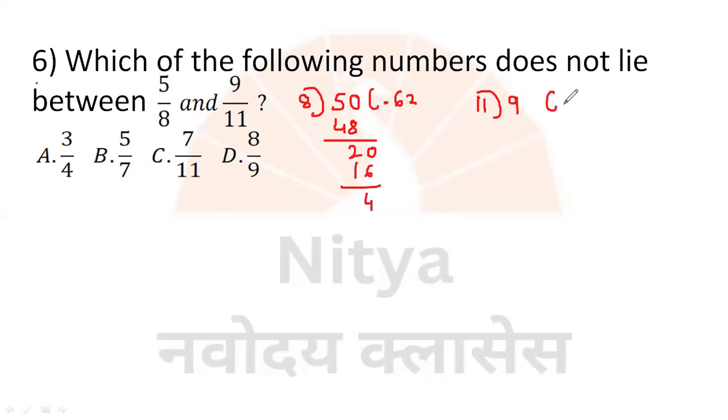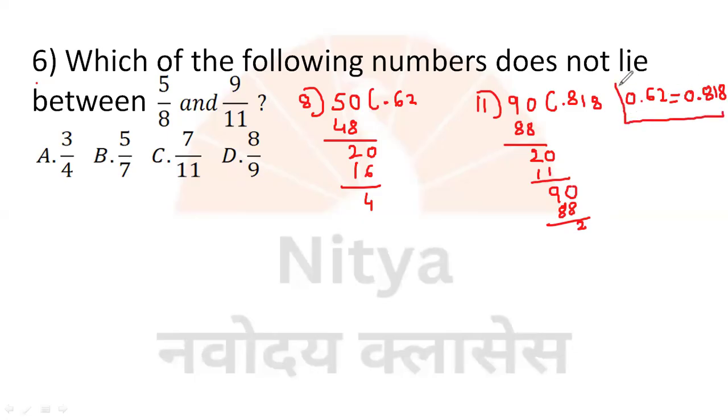So you have to divide. Point and 0, and 11 8s are 88. 90 minus 88 is 2, and then again take a 0, and 11 ones are 11. 20 minus 11 is 9. Again take a 0, and 11 8s are 88, and again that is 2. So we leave it here. So 0.62 and 0.818. We have to find.